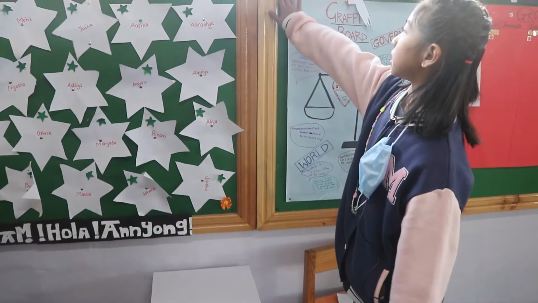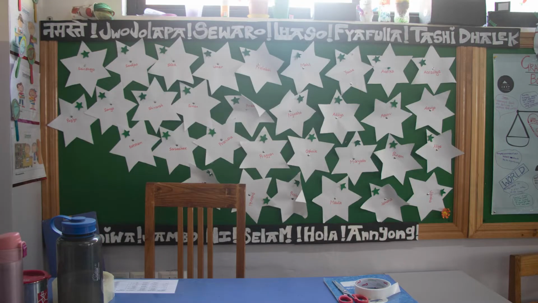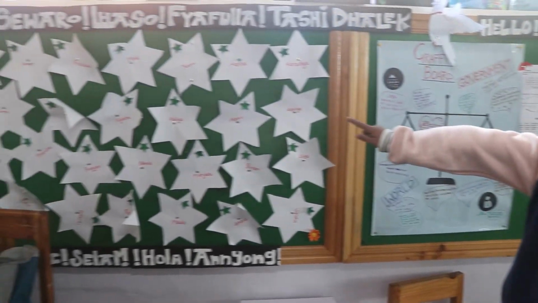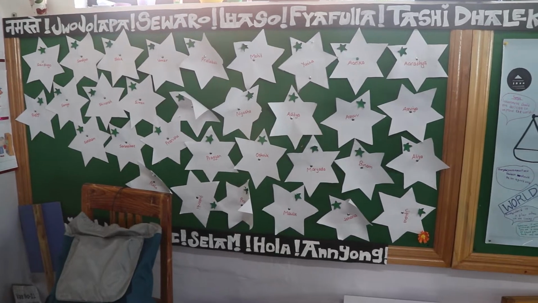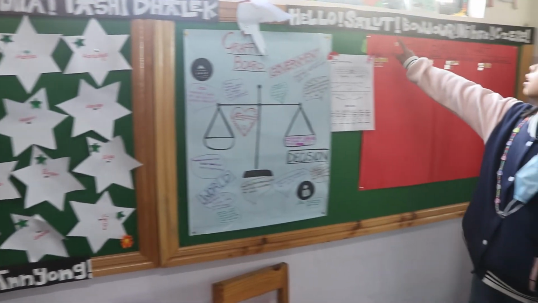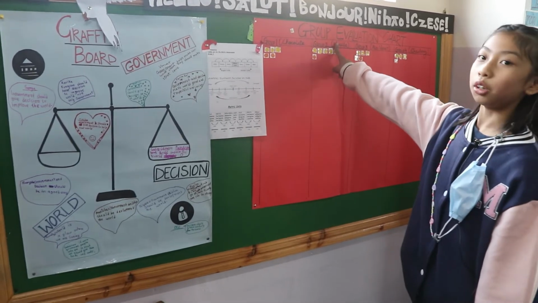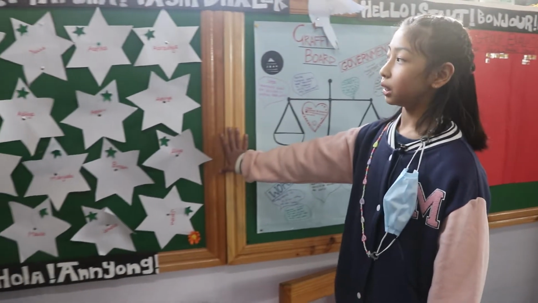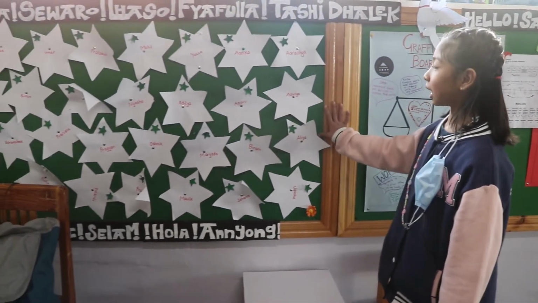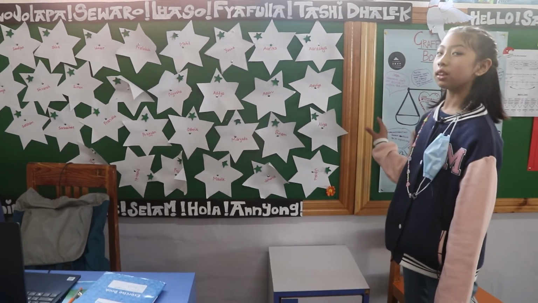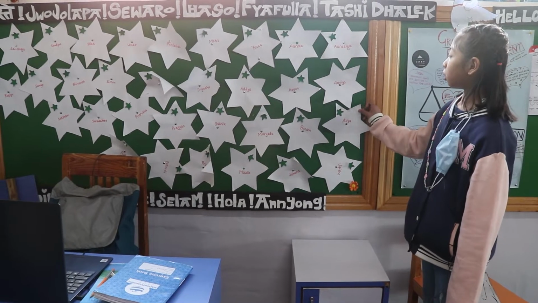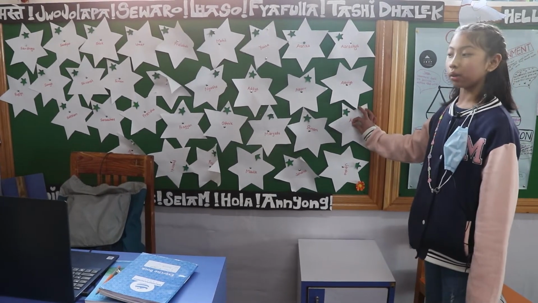Then we have these different greetings from different languages from around the world. As you can see, there is Namaste, Jojo, Sevaro, etc. There is also over here which is hello, salut, bonjour and ni hao. Then over here we have the star chart. In the star chart, in every theme we get a star for doing some great activities along with our behavior.